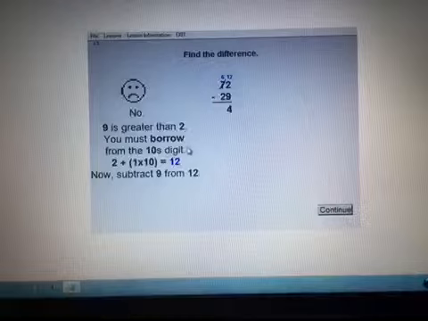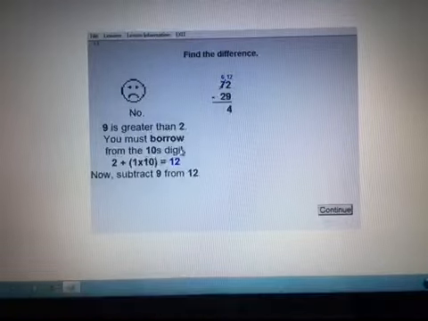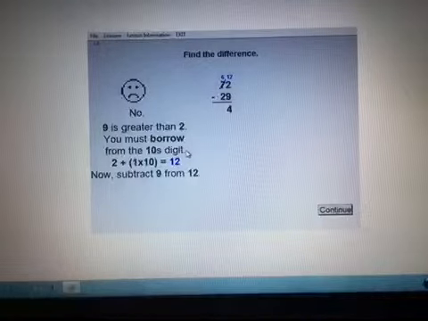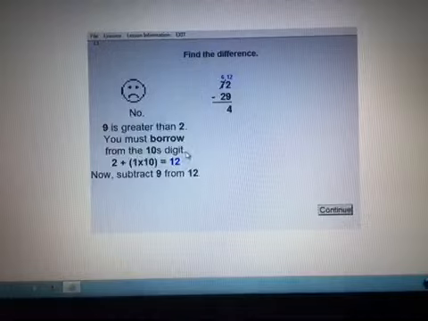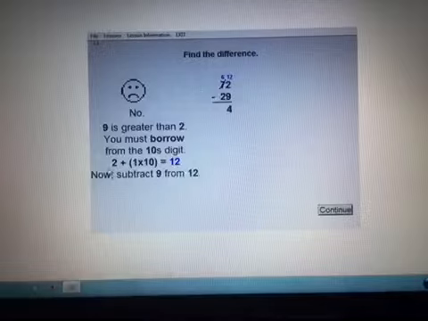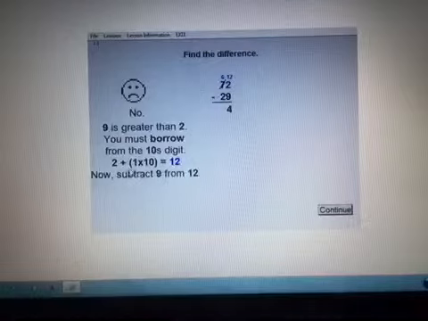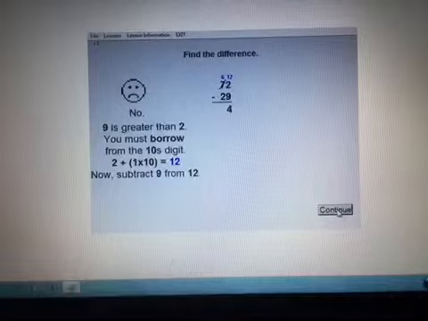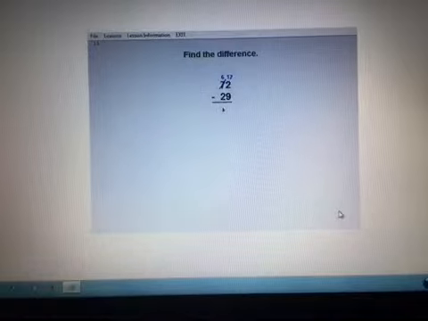9 is greater than 2. You must borrow from the tens digits. We are introducing place value in the context of a real problem. And then we show how these are related. Two plus 1 times 10 equals 12. So this is much more difficult and probably will need some explanation from a helper if the student isn't able to get it themselves.